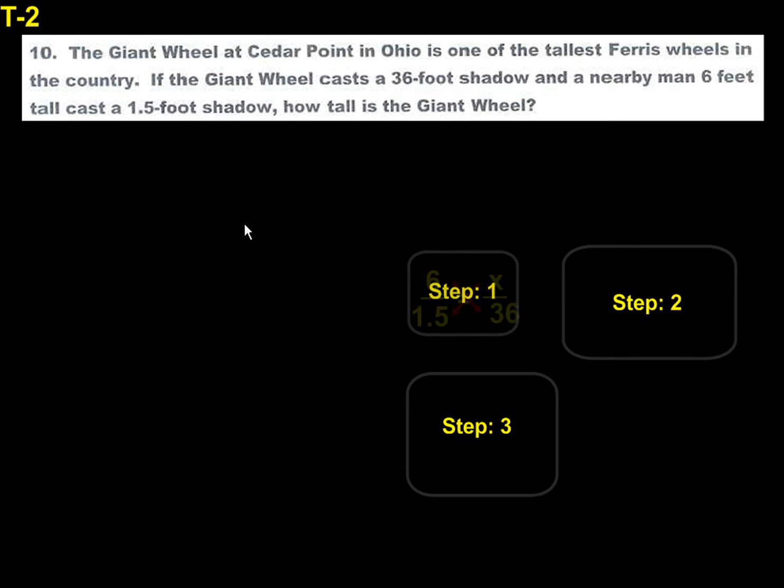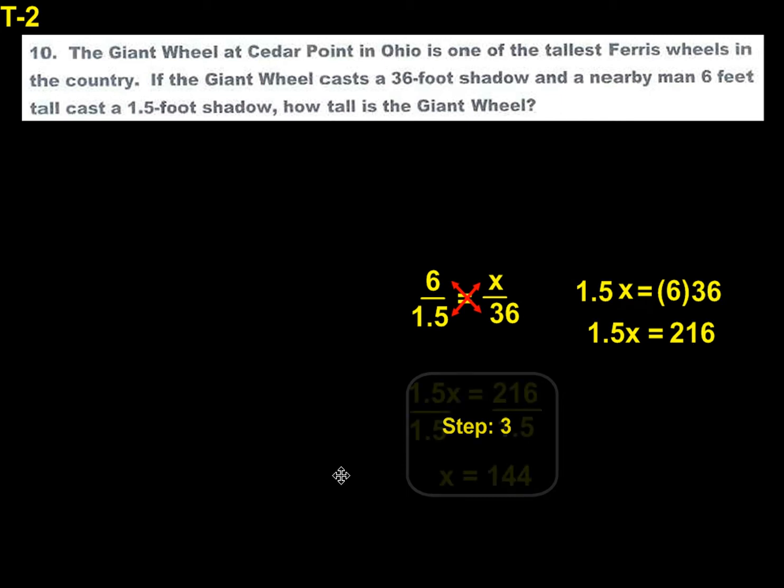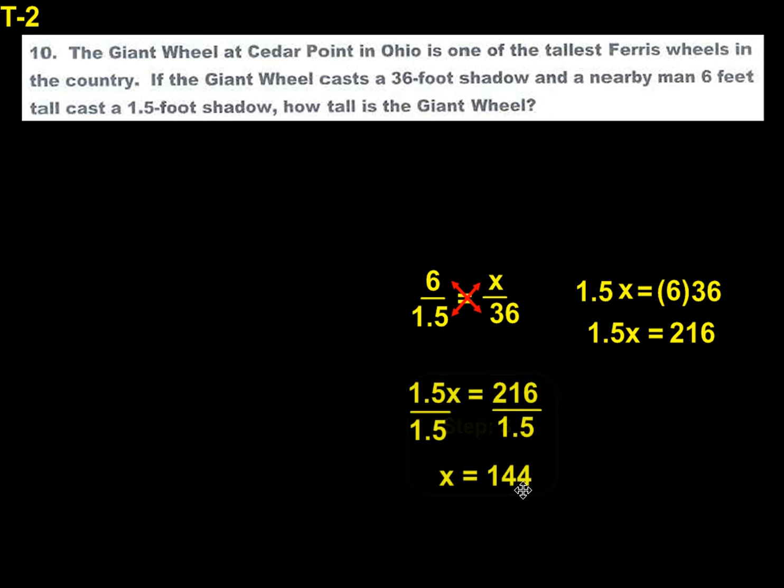So if we set this up, I chose to put the man's height over the shadow, and then since the height of the giant wheel is unknown, I label that as x, and the shadow across from the man's shadow at 36. Then we cross multiply, just like we've been doing. And we get 1.5x equals 6 times 36, or 1.5x equals 216. We divide by 1.5 on both sides, and x works out to be 144. That would be 144 feet tall.